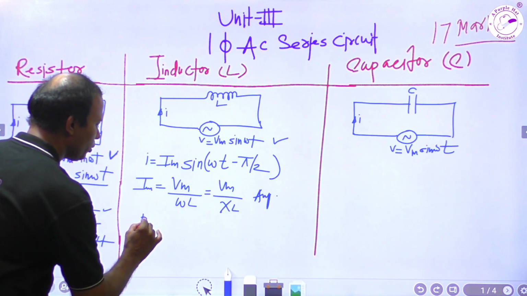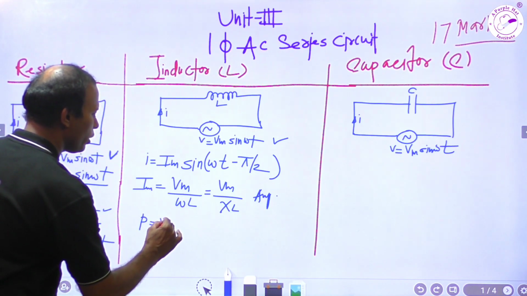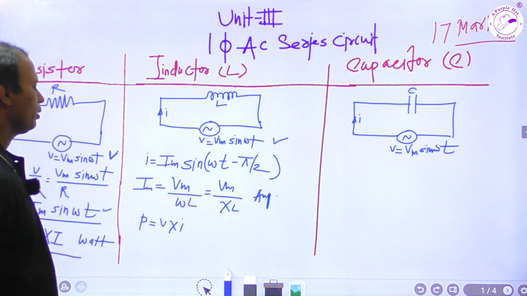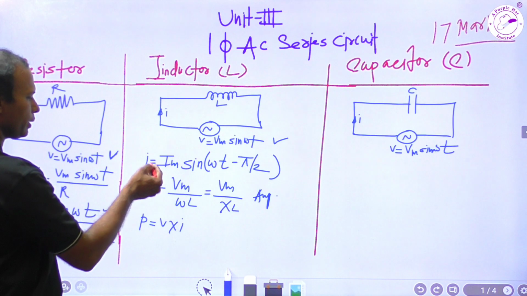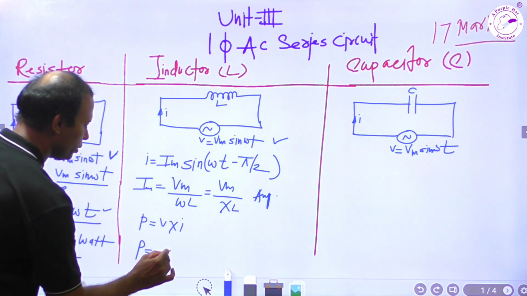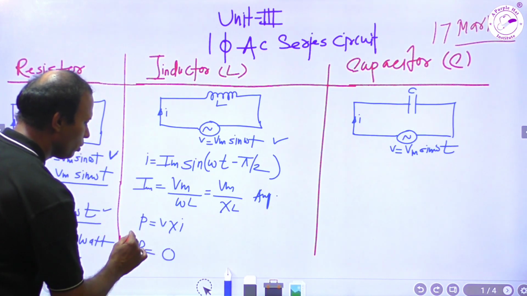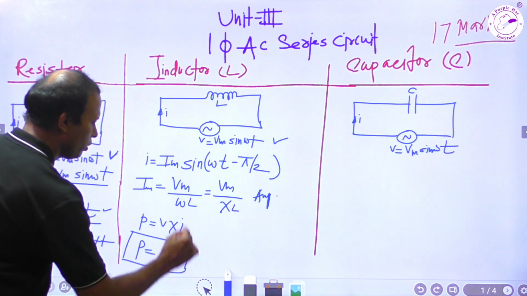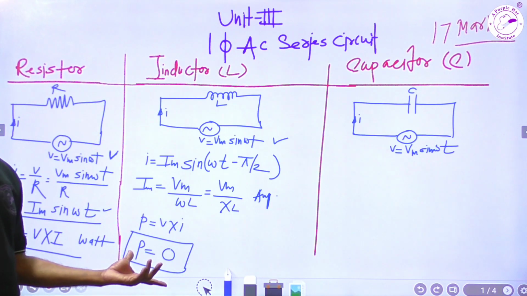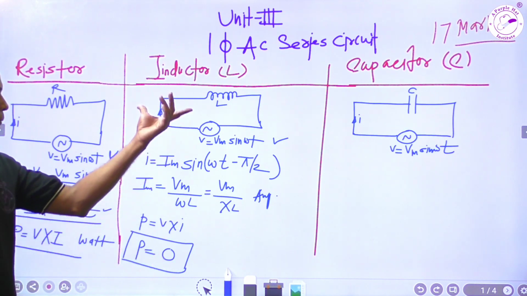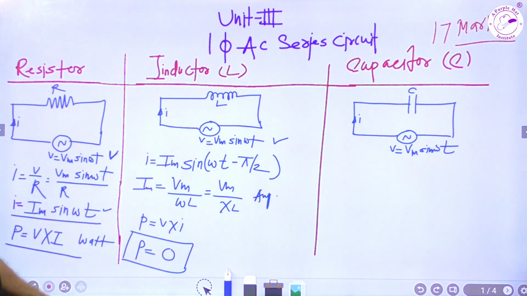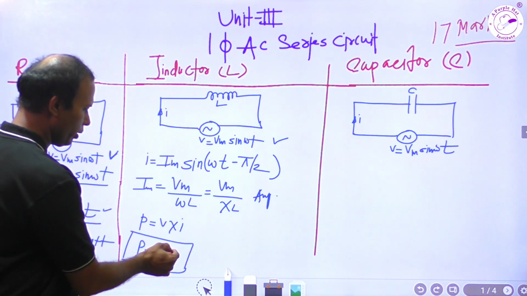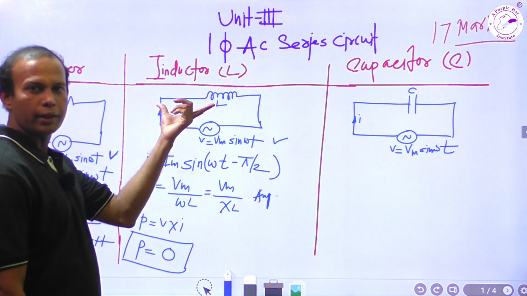Instantaneous power is always P equal to the product of voltage and current I. Multiplying this voltage with this current, you will get power P is equal to 0. P is equal to 0 because this inductor does not consume any power. So power taken by the inductor is equal to 0 because this is an energy storing device. This is important: the inductor is an energy storing device.